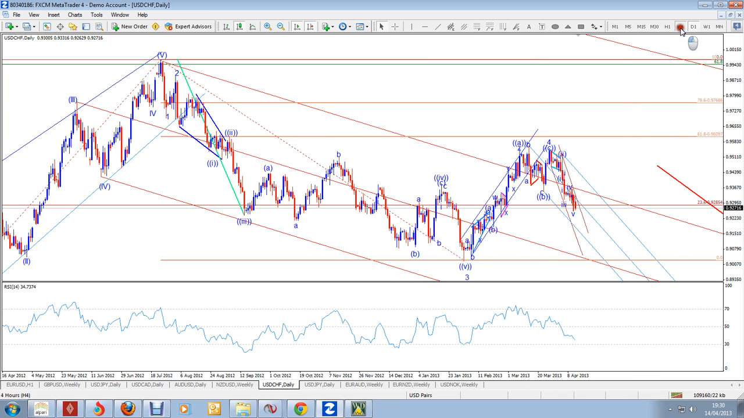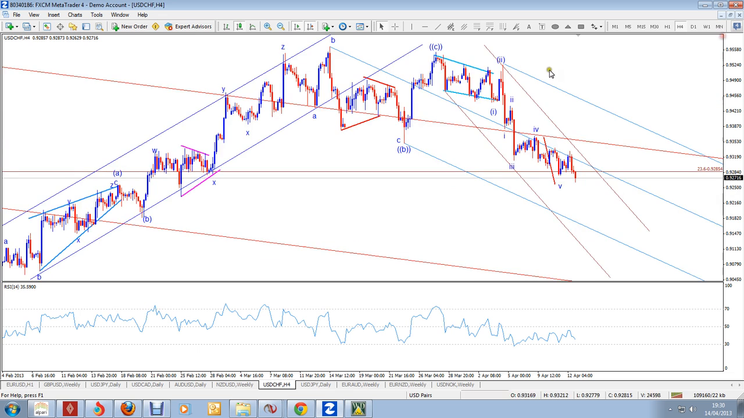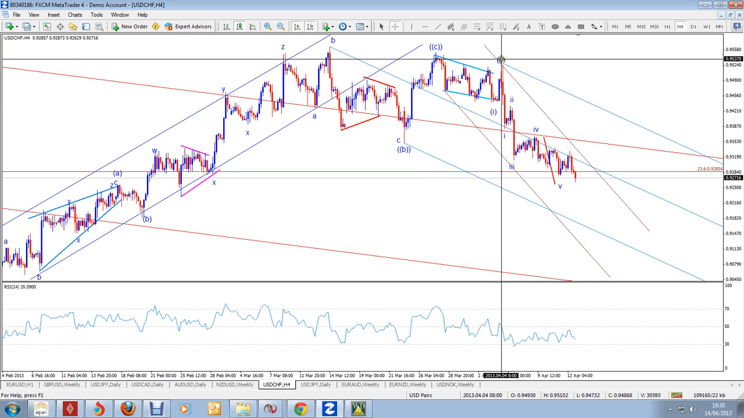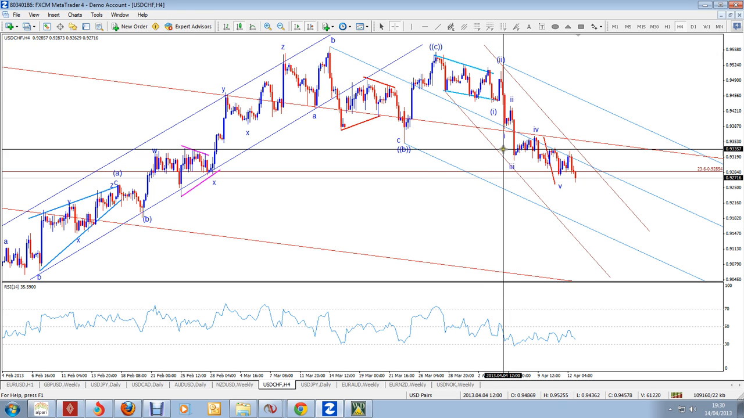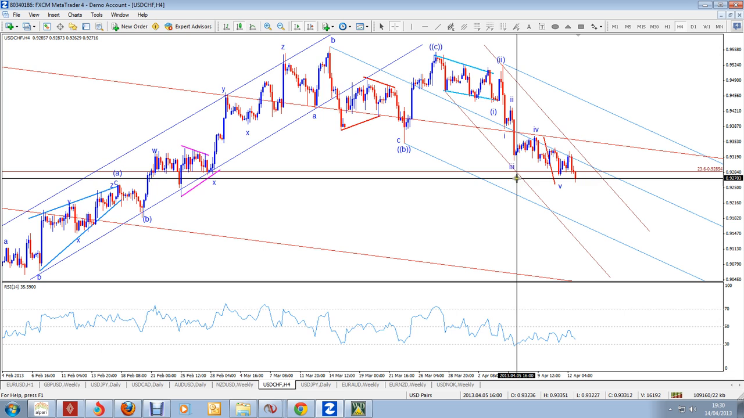Okay, so in that impulsive leg to the downside, I think we've had this messy looking but a leading diagonal wave 1, wave 2, and then we've started in a wave 3, which is 1, 2, 3, 4 and 5, and this 5 might finish up like the falling wedge pattern.